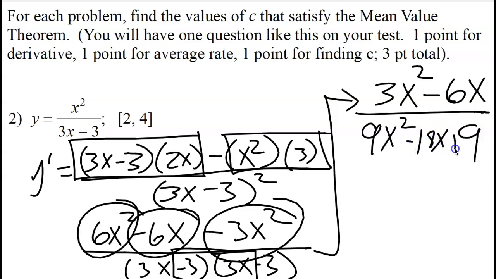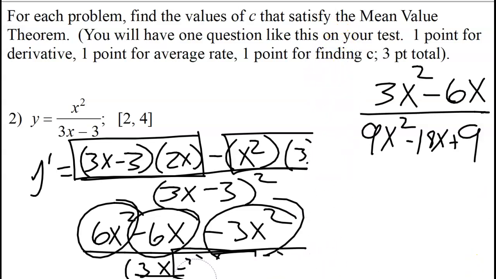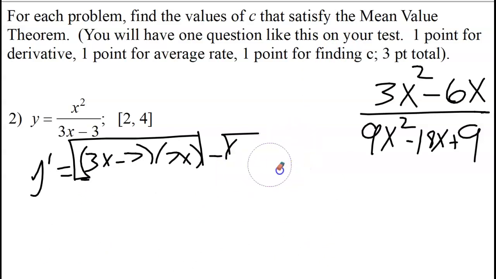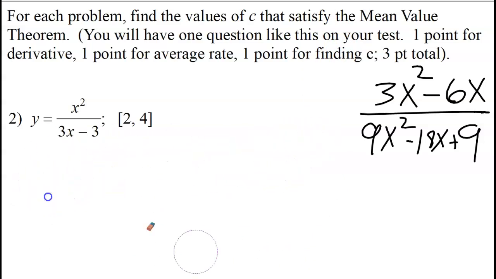Now that little trick that I just showed you, instead of using the box method or the foiling method, works only when you're multiplying two binomials that are exactly the same. Otherwise, you have to FOIL it out like you did in Algebra 1 and Algebra 2. In any event, there is our first derivative, and our first step is concluded.